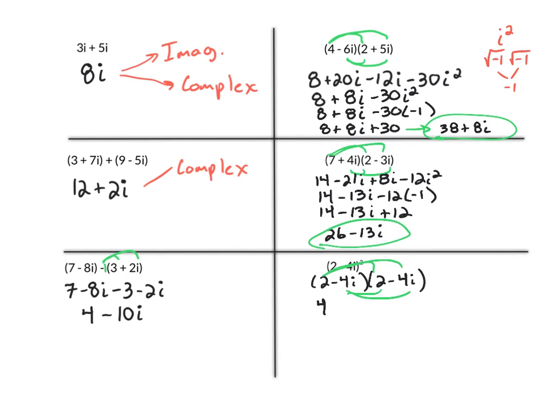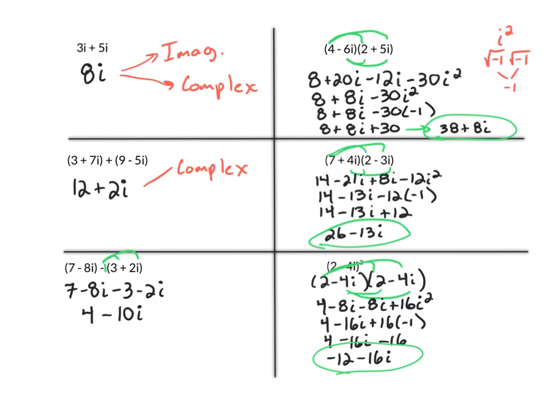2 times 2 is 4. 2 times negative 4i is negative 8i. Negative 4i times 2 is negative 8i. Negative 4i times negative 4i is 16i squared. Okay, again, I know i squared is negative 1. So we have 4 minus 16i, because negative 8i minus 8i is negative 16i, plus 16 times negative 1. So we have 4 minus 16i minus 16. Combine like terms, that gives me negative 12 minus 16i. And that is our final answer. Real part negative 12, imaginary part negative 16.